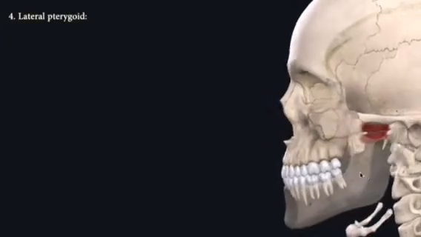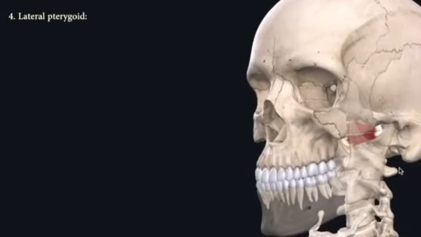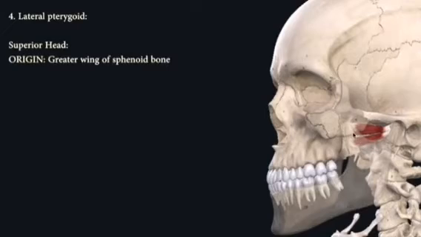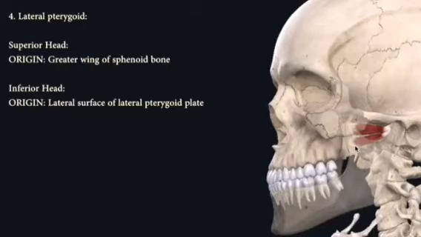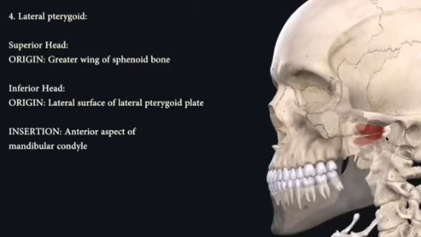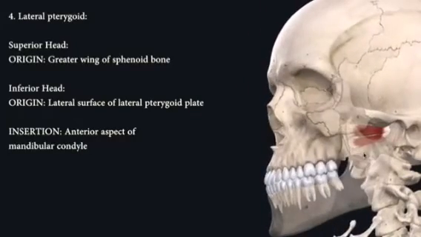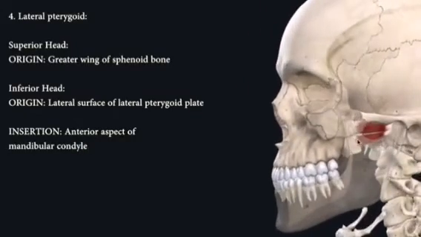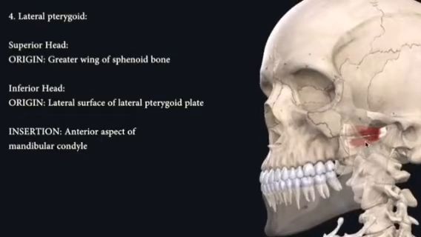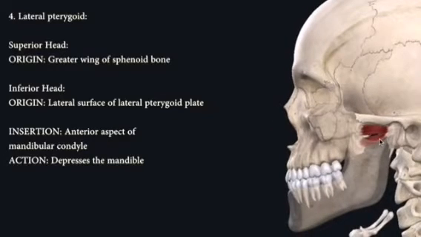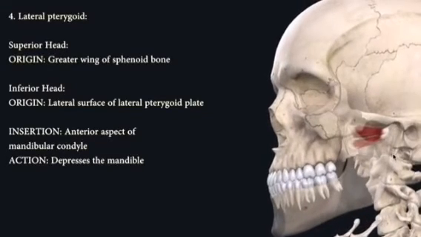And finally, number four is the lateral pterygoid muscle, which divides into two parts, the superior part and the inferior part. The superior part originates from the greater wing of the sphenoid. The inferior part originates from the lateral surface of the lateral pterygoid plate. They both insert into the anterior surface of the mandibular condyle, which is faded on this model just to help you see the muscle more clearly, but if you look closely, they both converge together and insert into the mandibular condyle. This is the only muscle that helps depress the mandible, so opening of the jaw.